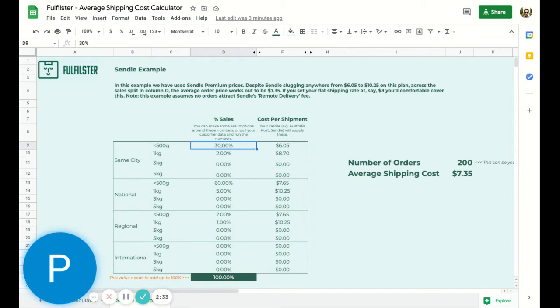And don't feel too bad about making some assumptions. Let's say you're brand new, you haven't got your first sale yet. You have no choice but to make some assumptions, and something like this is probably an okay starting point.